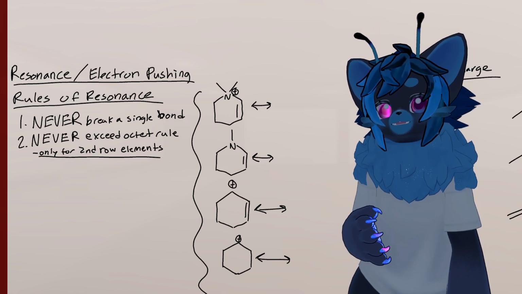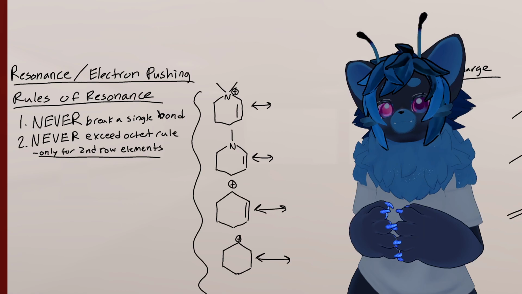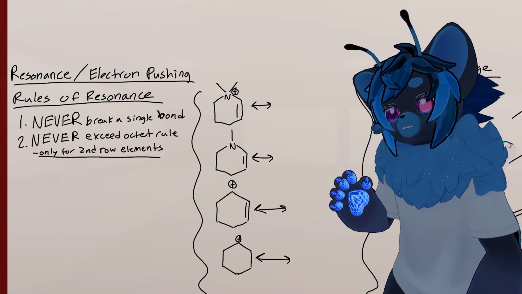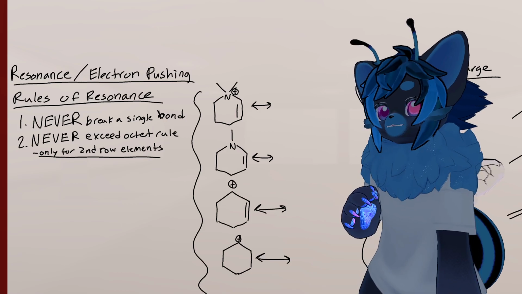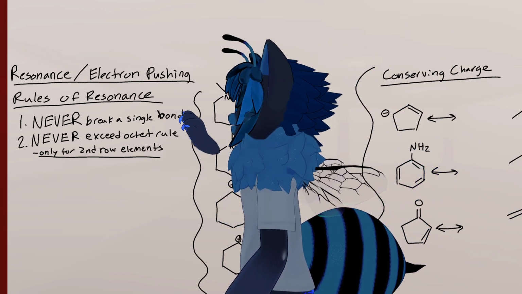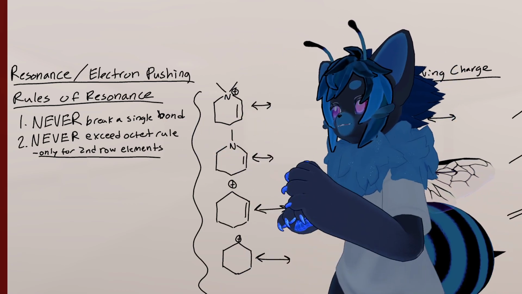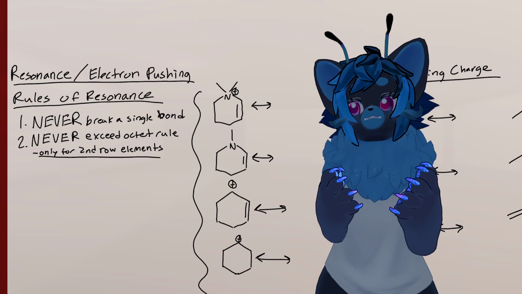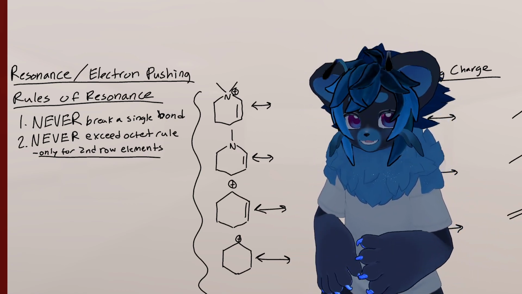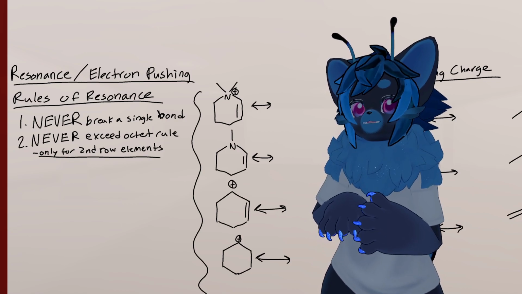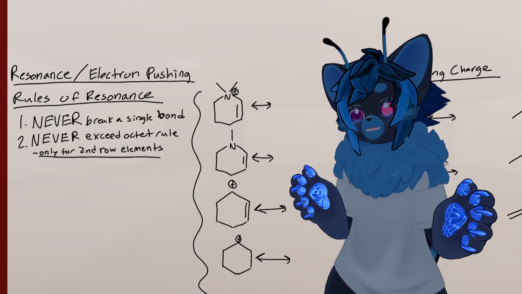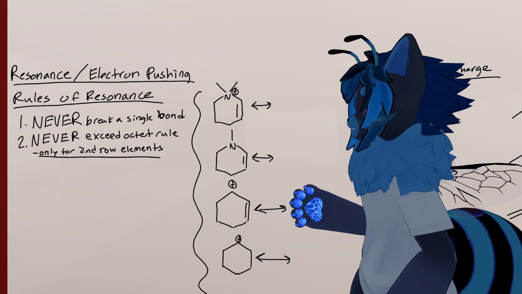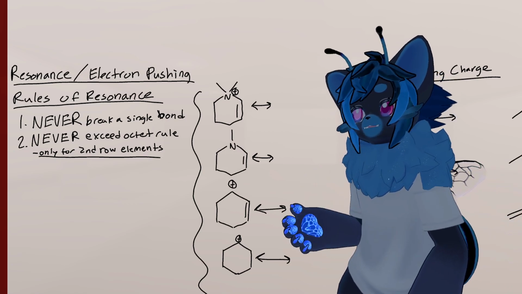In order to understand that, we need to understand some rules about resonance and electron pushing. There are two major rules of resonance. One is to never break a single bond. You can't break a single bond during resonance, because it's the same molecule. It's just different in how the charge is located. By breaking a single bond, you would be making a different molecule, and that's not what resonance is. Another big rule is to never exceed the octet rule.